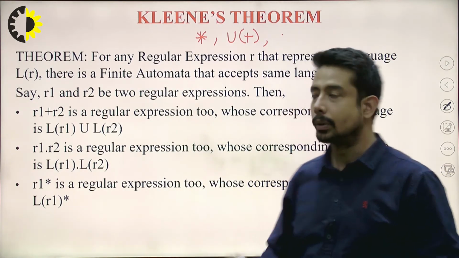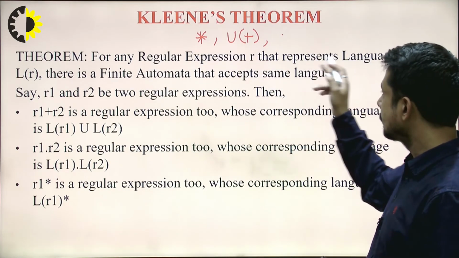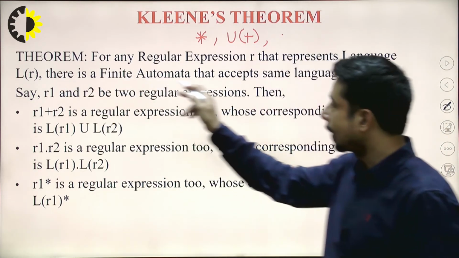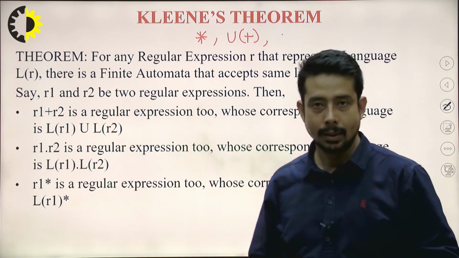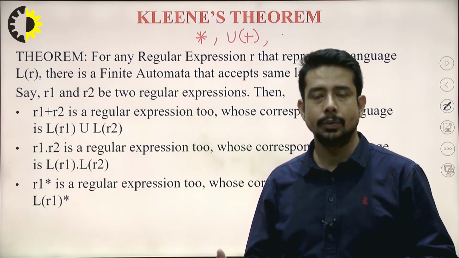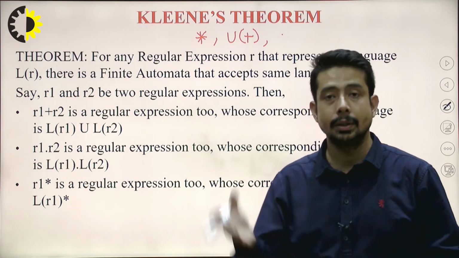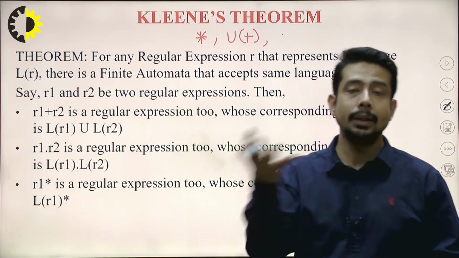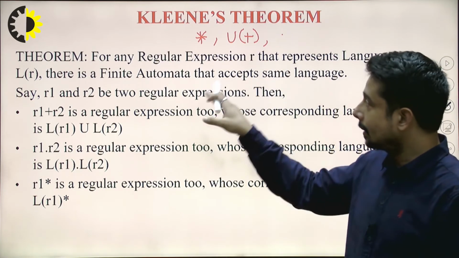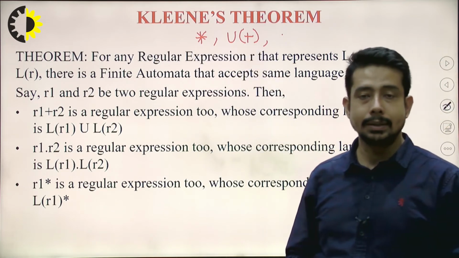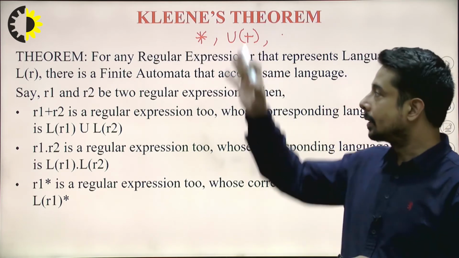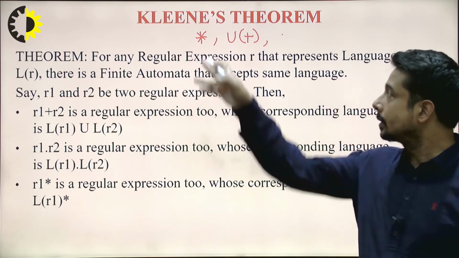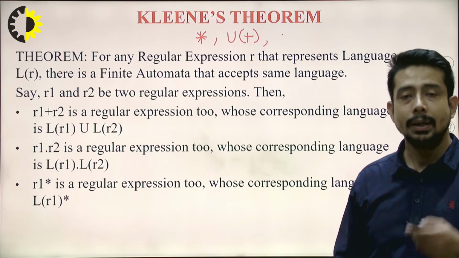Kleene's theorem is being followed. The theorem says that for any regular expression that represents language L, or for a particular expression R, there is a finite automata that accepts the same language. Definitely, because a regular expression is what? It's an expression, or a representative for a particular language. So if we are getting a particular expression representing the same language, and in that language we are using these three operators as the basic operators, then definitely that is the main concept behind this theorem. The theorem says the same thing that these three operators generally describe.